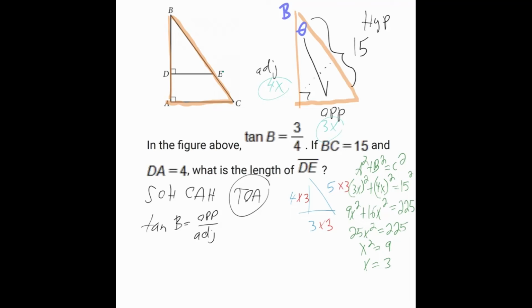And we just found out that x was 3 a second way. So we can find it out using Pythagorean or using a 3, 4, 5 triangle with a multiplier. Either way, we now know that this is 4 times 3, which is 12. This is 3 times 3, which is 9.